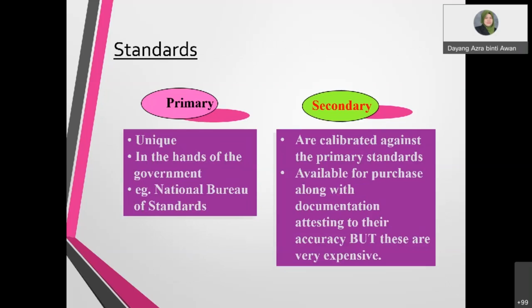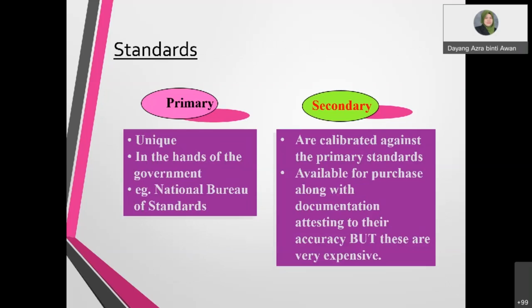Okay, so what I just told you before, we have two types of standards, primary and also secondary. Normally they call it the national standard. The primary standard is unique. It is in the hands of the government, so it cannot be changed. For example, if you want to measure a resistor, it must be in ohm. Something like that.